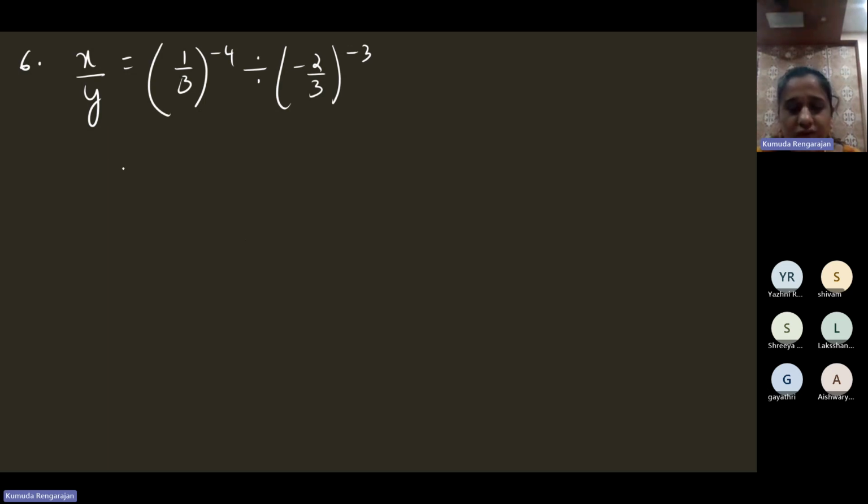So we'll first find the value of x by y. All right. We'll find x by y. And then we can find x by y to the power -2. So now, again, 1 by 3 to the power -4 can be written as? What's the other way of writing 1 by 3 to the power -4? 3 to the power 4, divided by.